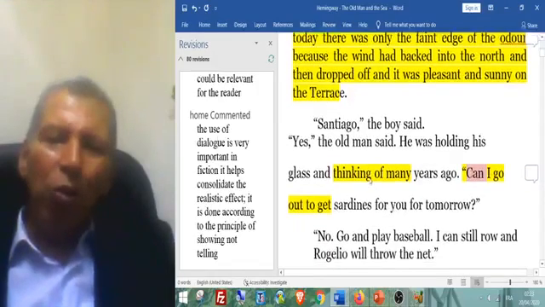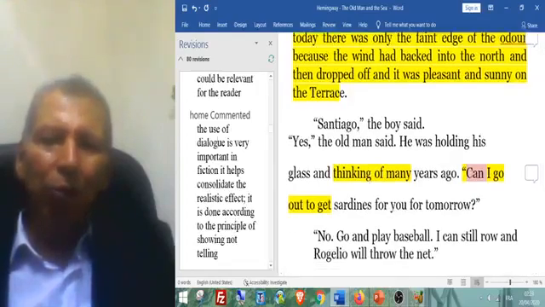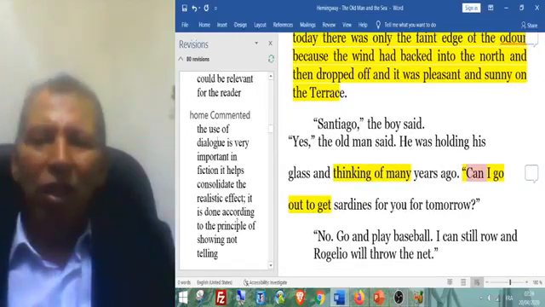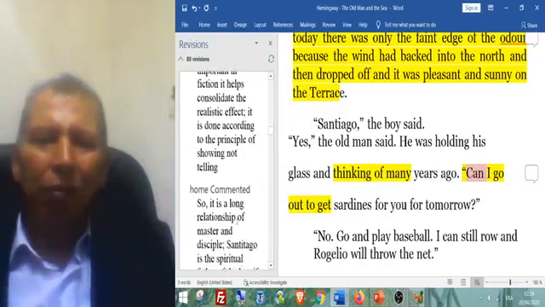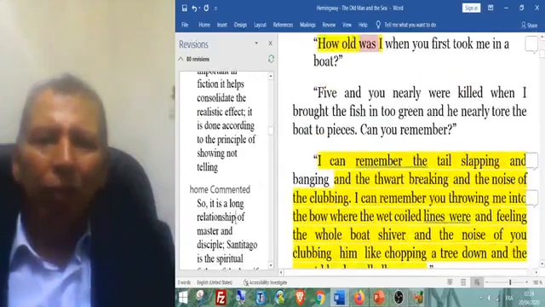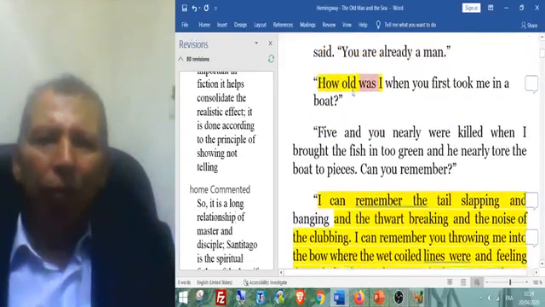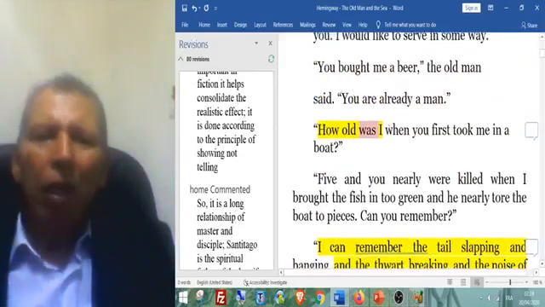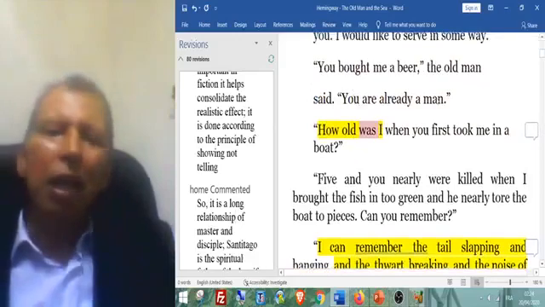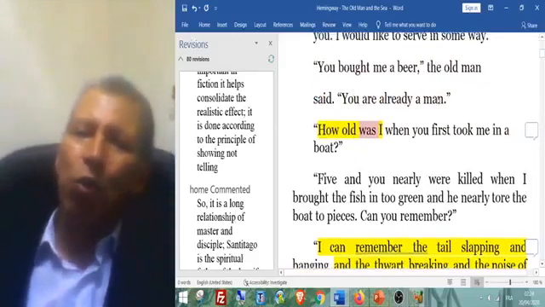"Can I go out to get sardines for you tomorrow?" said Manolo. "No, go and play baseball. I can still row, and Rogerio will throw the net." "You are already a man," said Santiago.